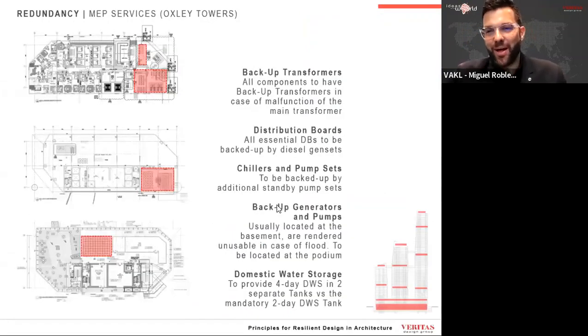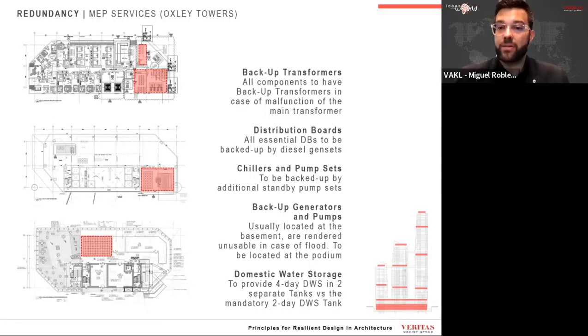There are also mechanical and electrical systems that can be rethought, reconfigured, or even relocated to make our buildings more resilient, to improve our buildings' readiness to face challenges and to bounce back after crisis. Some of these instances are present as well in our project, in our Oxley Towers. For example, there are backup transformers. This means that all components are backed up in case of malfunction of any main transformer. All the essential distribution boxes are backed up by diesel gensets. All the chillers and pump sets have second sets, standby sets.